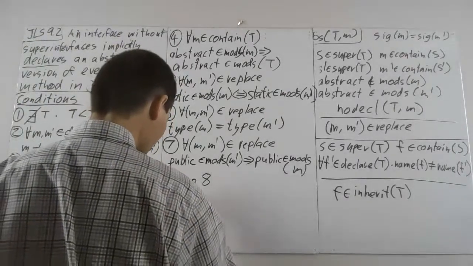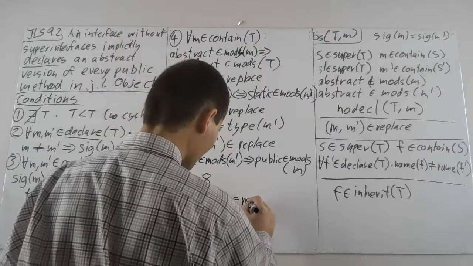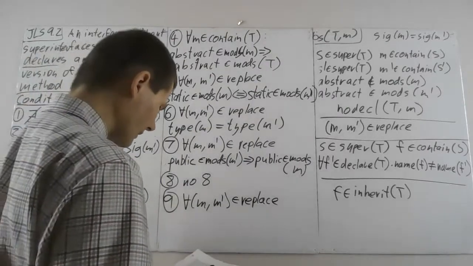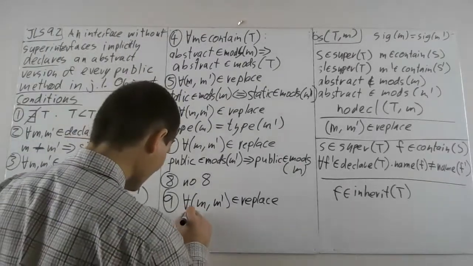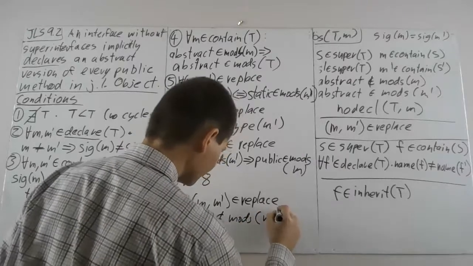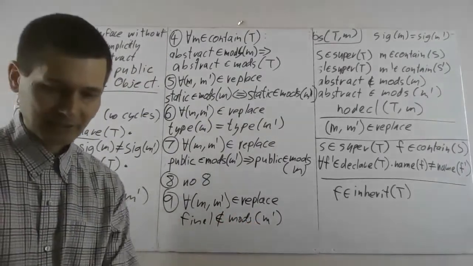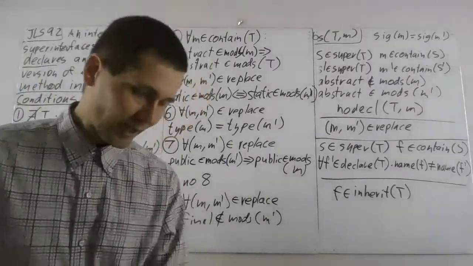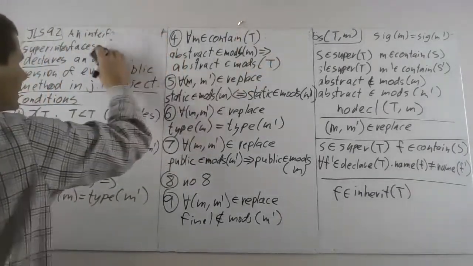Okay, so number 9. What modifier haven't we had yet? Right, so again, if we have a method M overriding M prime, then M prime is not allowed to be final. So final is not in the modifiers of M prime. So you're not allowed to override a method that is final. That's the whole meaning of final, so we want to enforce that. Okay, and then I have one more condition, and I'm going to put it up here so I have that whole board for the next part.